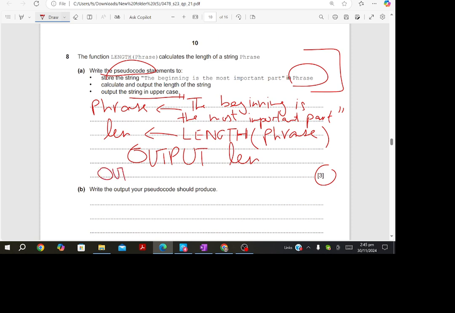In order to convert the value to uppercase, we use a function in pseudocode known as ucase. For lowercase it is lcase, for uppercase it is ucase. So we are going to specify ucase of phrase.